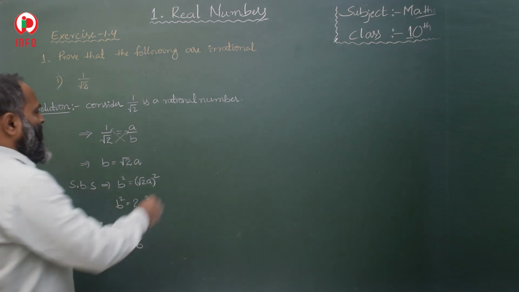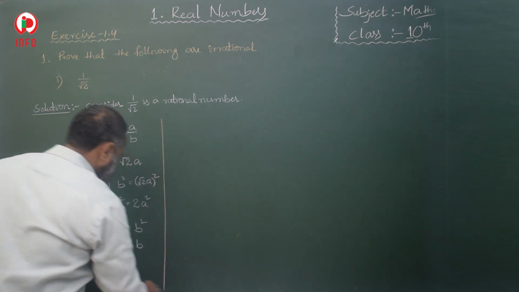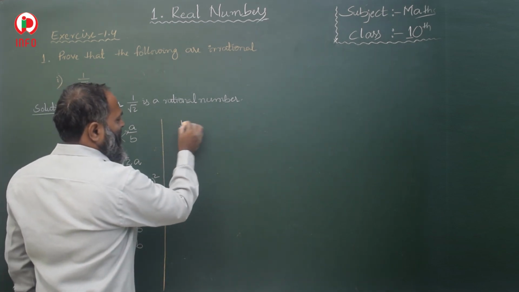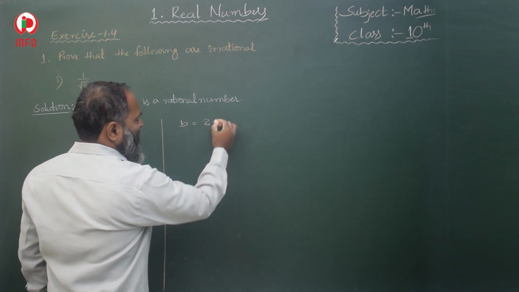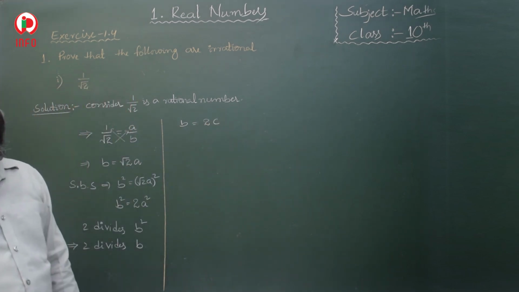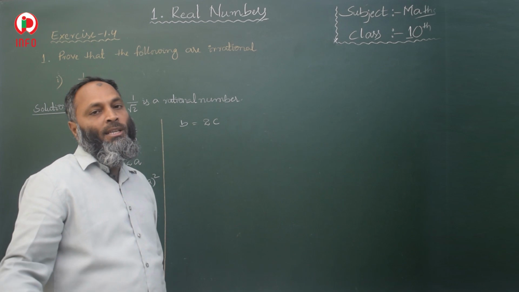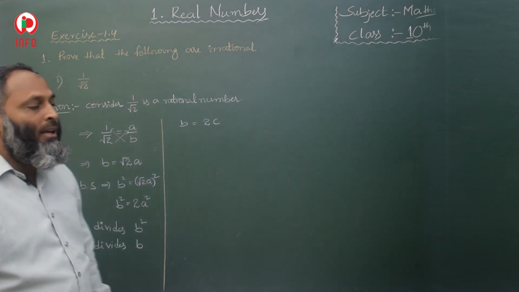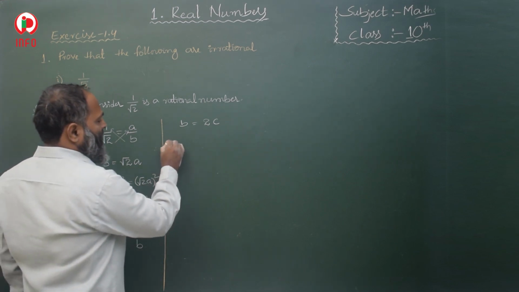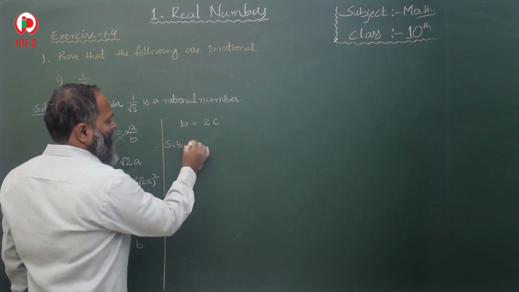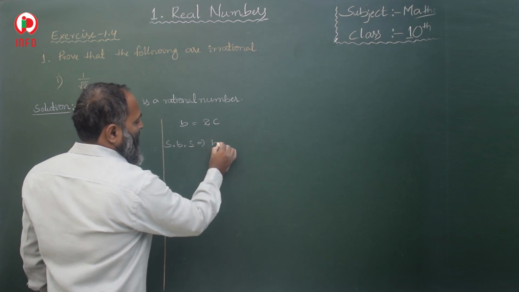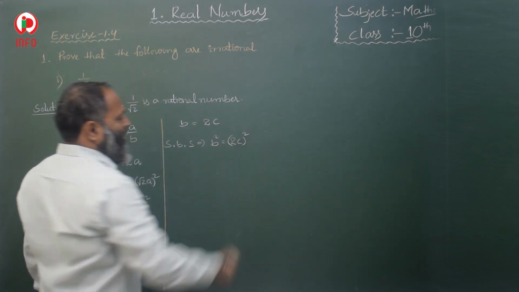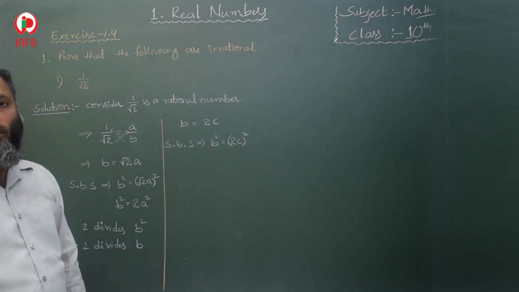Now after that, 2 divides b means b is equal to 2c. 2 divides b, so 2 times c, where it divides we don't know, so we consider it as c. Now again squaring on both sides, so b square is equal to 2c whole square.